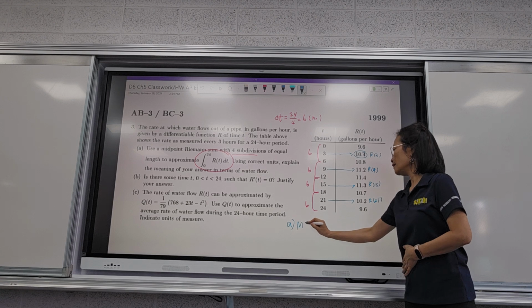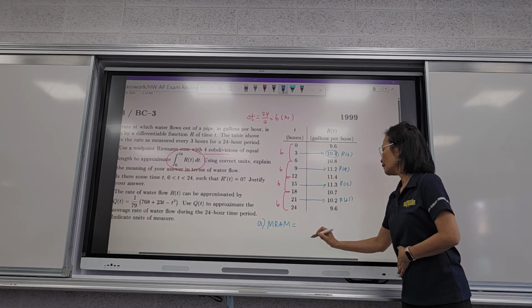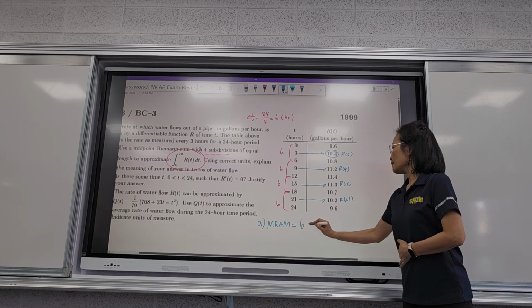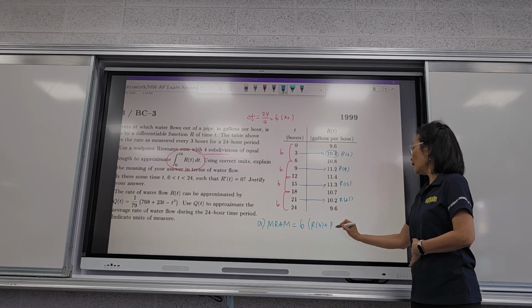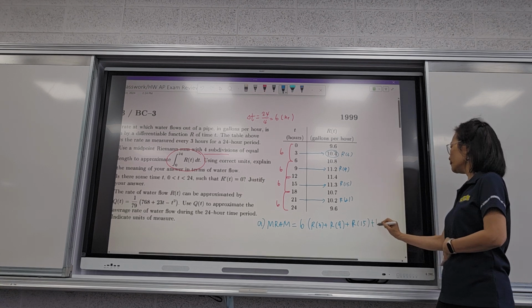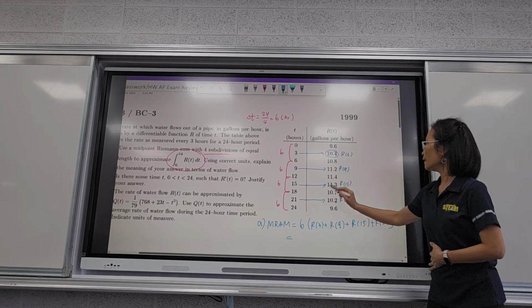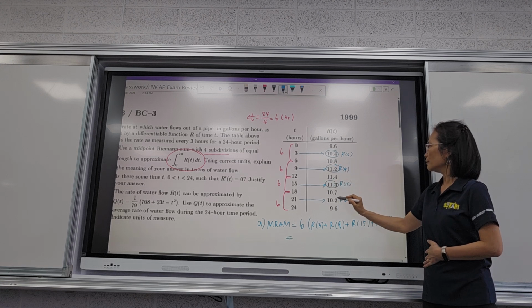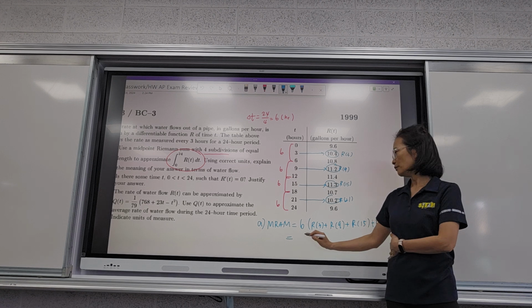So the midpoint Riemann sum tells us that 6, right, times R of 3 plus R of 9 plus R of 15. Yeah, put in all these values. Okay, do you have the answer? How much?